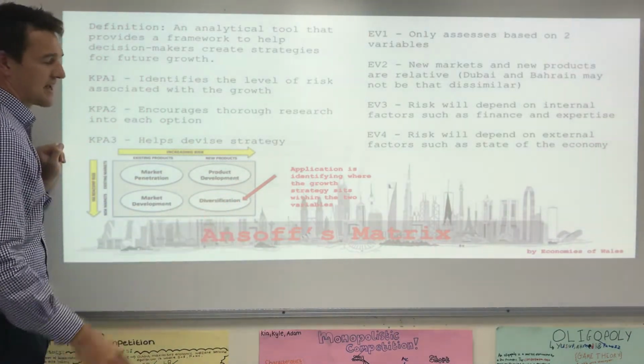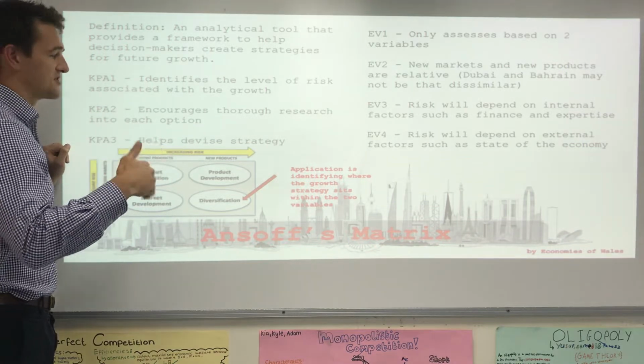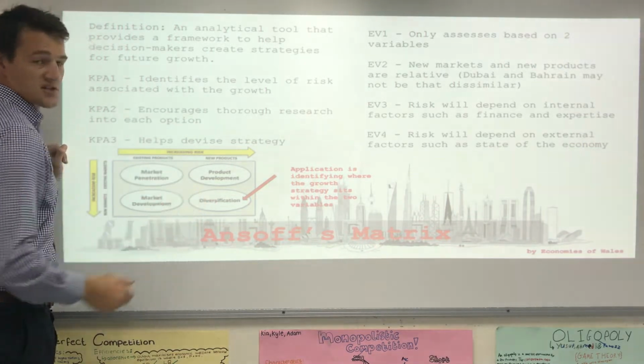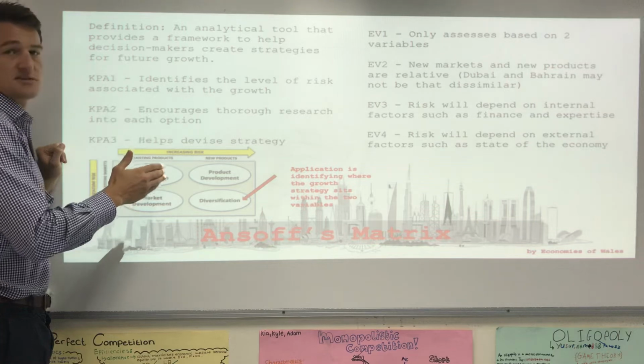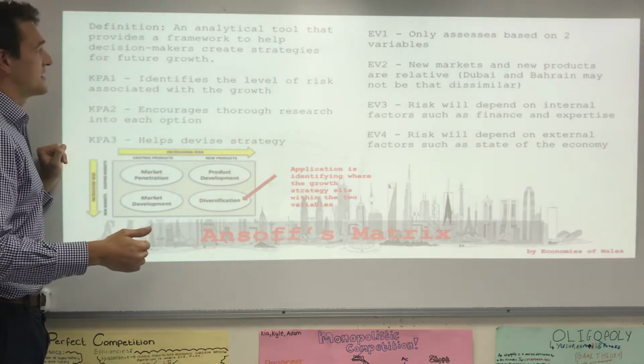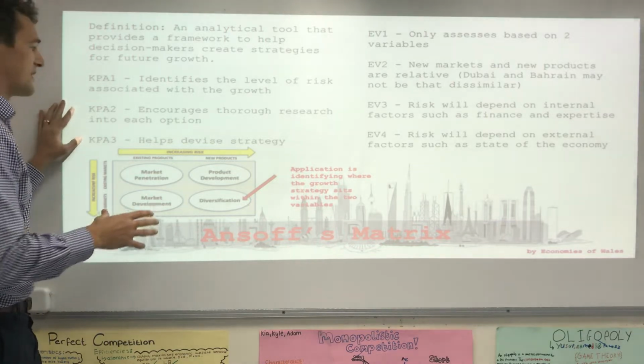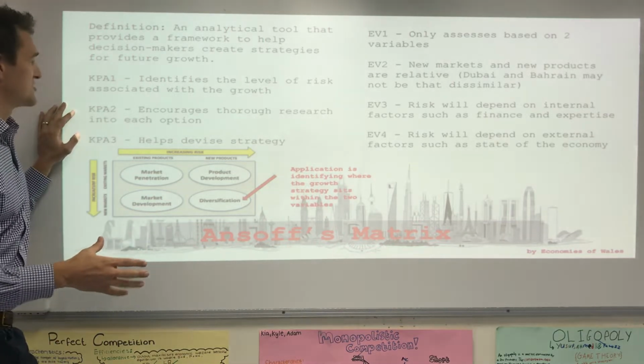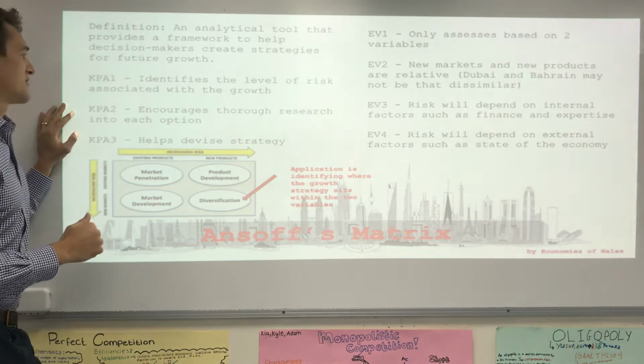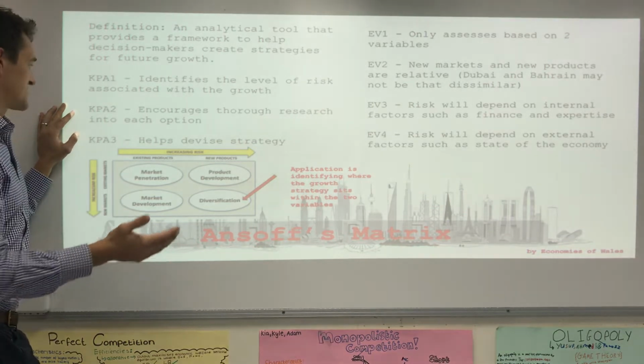Too many times students do not say the release of this new printer, or whatever it is, is a diversification strategy. Why? Because they're not in the printer market and they're not in that country's market as it is, or that segment. Okay, so if I was writing an essay on why the Ansoff matrix is useful, first of all I'd say it identifies the level of risk associated with the growth, as we just discussed.